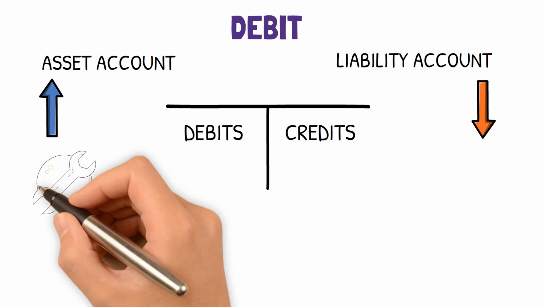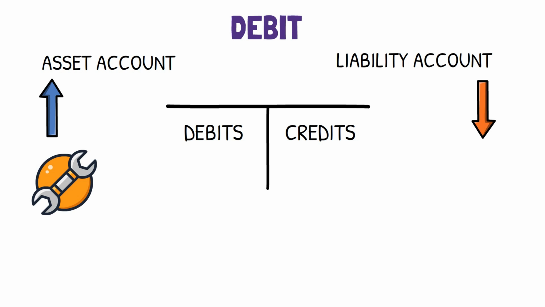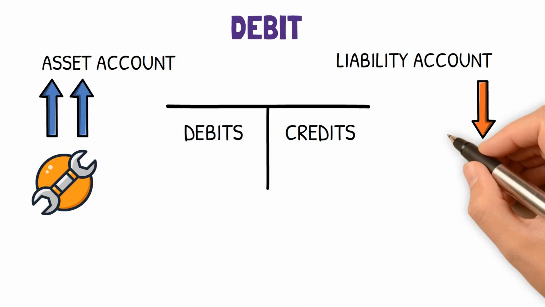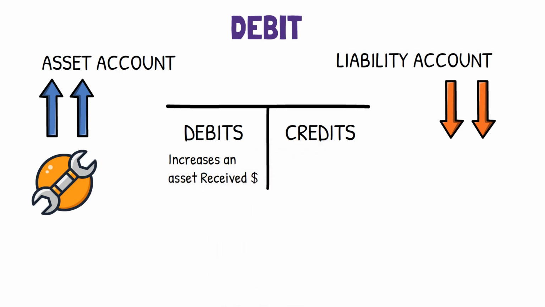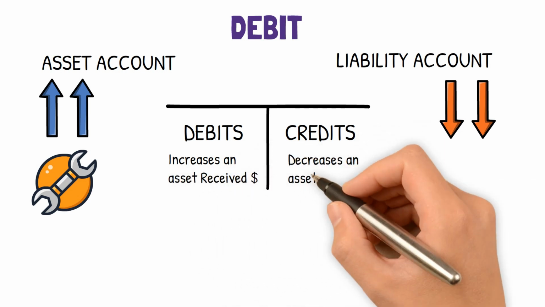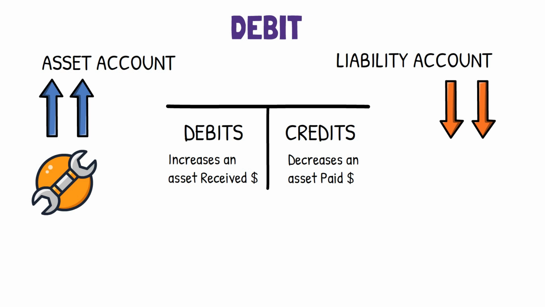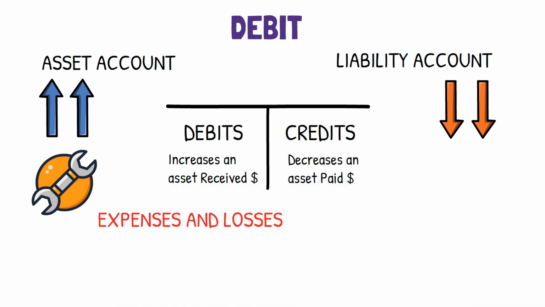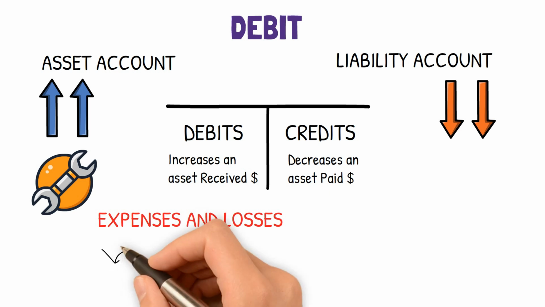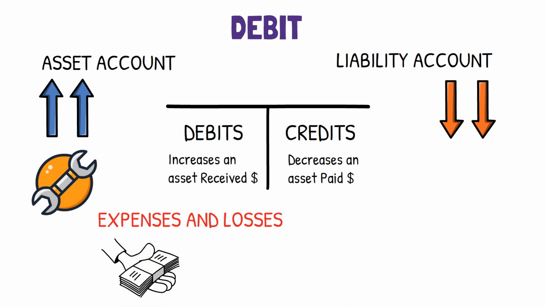For example, when a business purchases equipment for cash, the asset account for equipment increases, and the cash account decreases. This transaction is recorded as a debit to the equipment account and a credit to the cash account. Debits are also used to record expenses and losses, which decrease equity or increase liabilities.